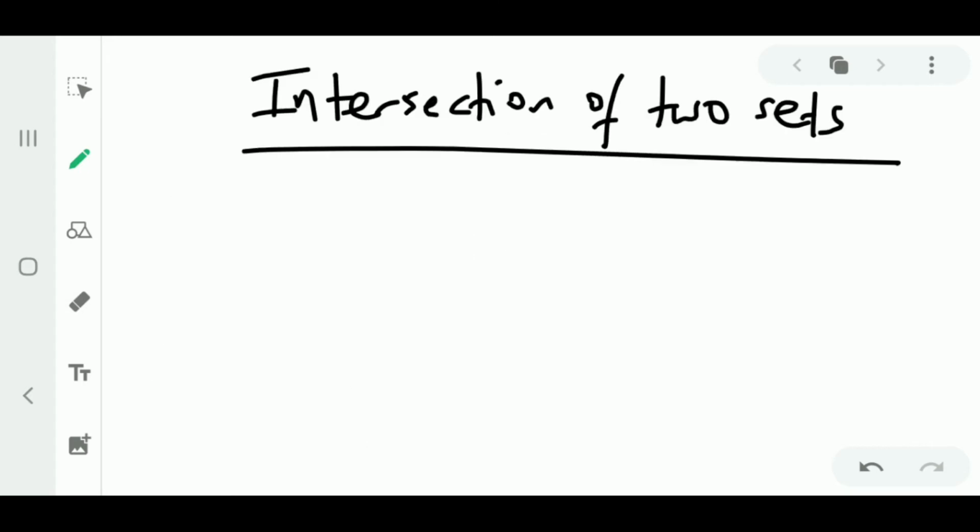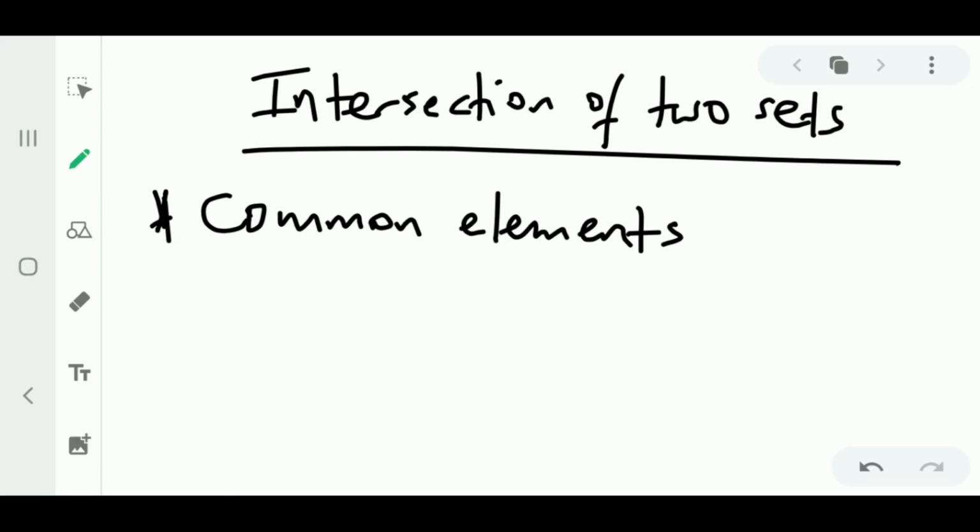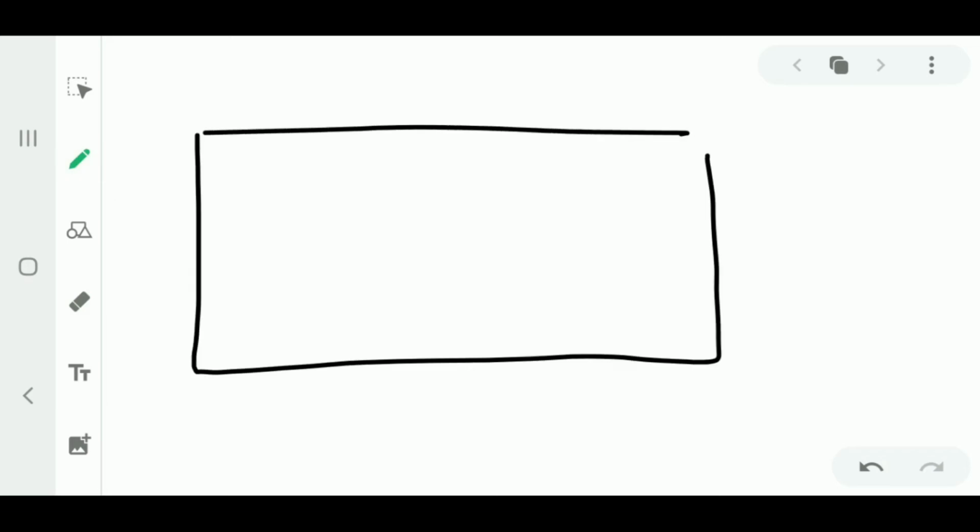So let's say you want to do the intersection of two sets. If A and B are two sets, then the intersection is whatever is common between both. And we represent the intersection by saying A intersect B. So this here is what we use to denote the intersection. When we draw the Venn diagram, it looks like this.